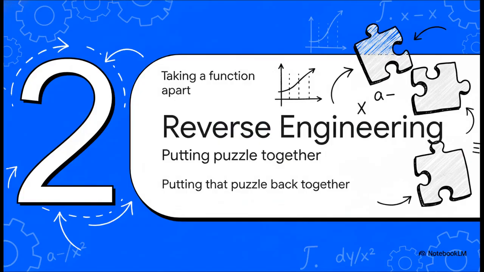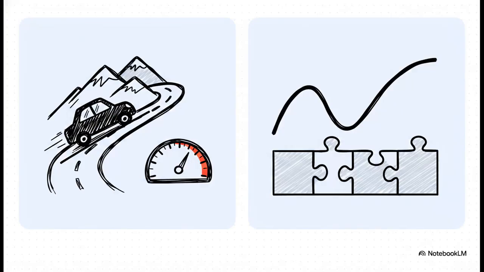Moving right along to Section 2, reverse engineering the derivative, or putting the puzzle back together. So, if you're already familiar with differential calculus, you know how to take a function apart. Calculating the slope of tangent lines or finding the instantaneous velocity of a moving car. It's really about breaking things down to a specific instant. Well, integral calculus is the exact inverse of that. It's about putting the puzzle back together. You're calculating the area bounded by a graph, or finding the original function when you only have the derivative. Basically, you're taking the pieces and building them back up into a whole.